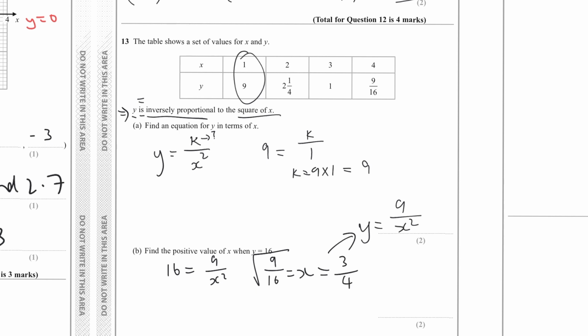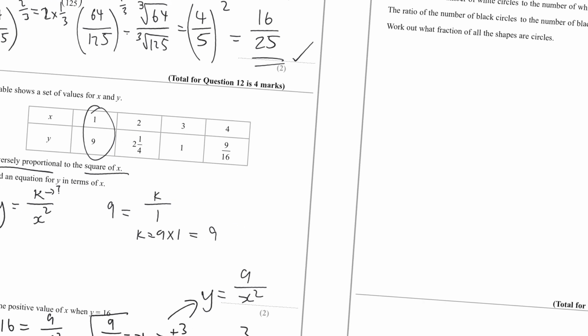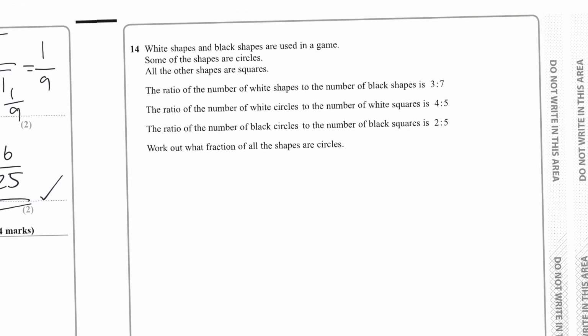And the reason why it said work out the positive value is because whenever you've got a square root question, remember technically you could have positive or negative 3 over 4. Because remember, 2 negatives make a positive. But because it just wants the positive value, I'm just going to write 3 over 4. So make note of that. And then on to question 14.